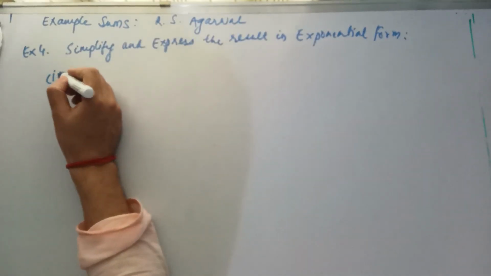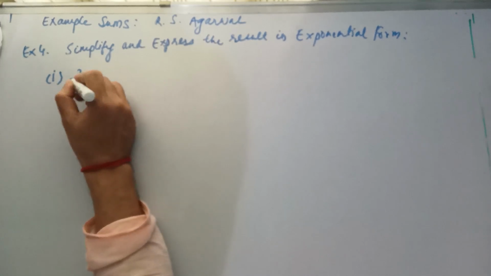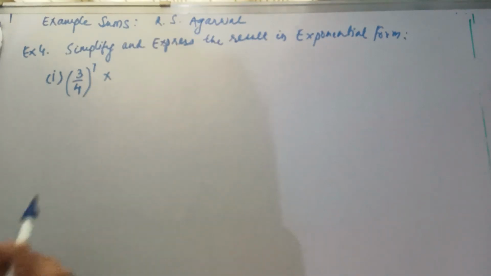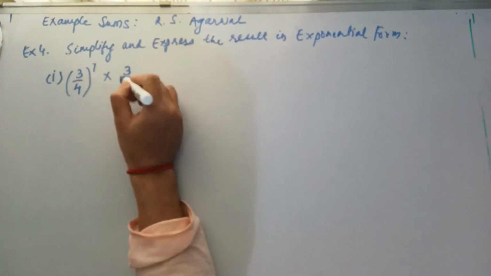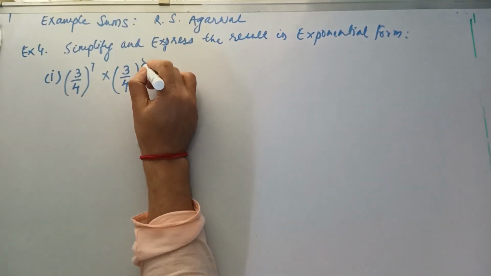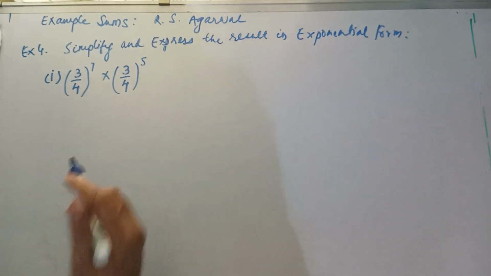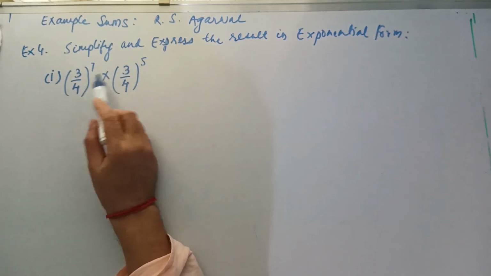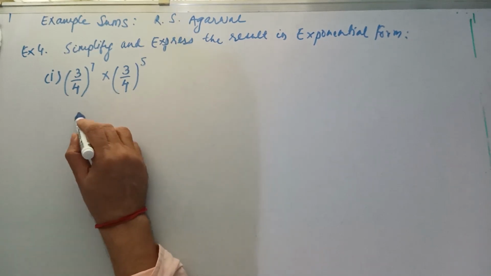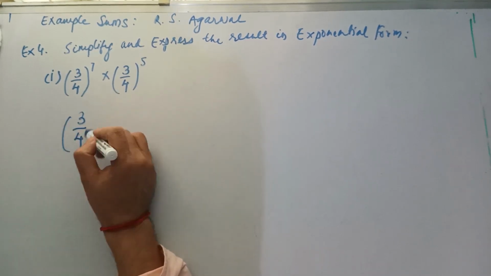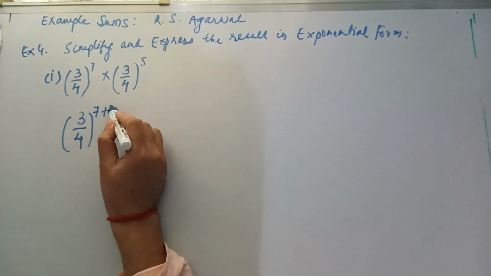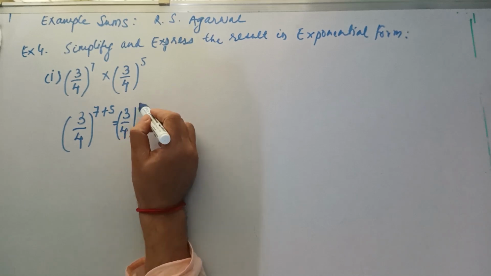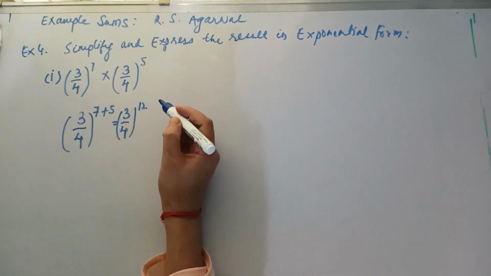The first question is 3 upon 4 raised to 7 multiplied by 3 upon 4 raised to 5. Here we see the bases are the same. There is a multiplication sign, so the powers will get added. This can be written as base 3 upon 4, raised to 7 plus 5, which is equal to 3 upon 4 raised to 12.